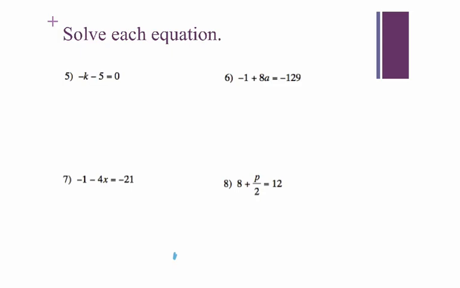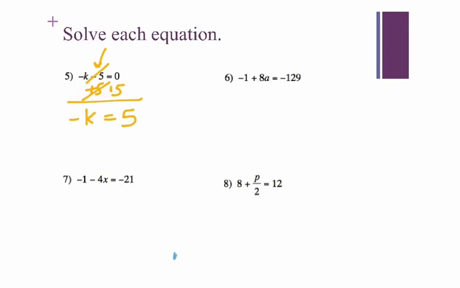Before you go off on your own for these next 4, I want to walk through number 5 with you because it's got a little something special going on, something that we haven't talked about yet. So first I get rid of the numerical value, which is negative 5. So to do that, I would add 5 to both sides. So I have negative k is equal to 5.